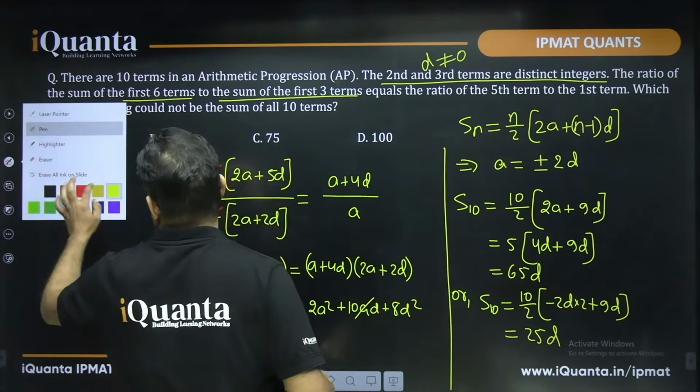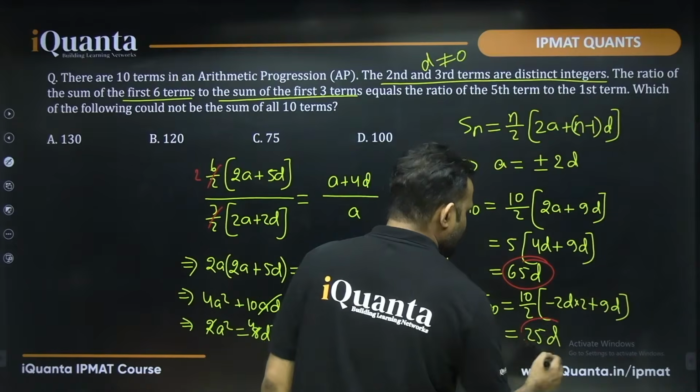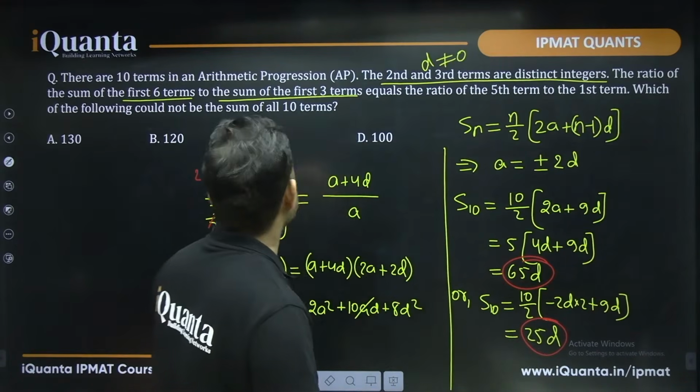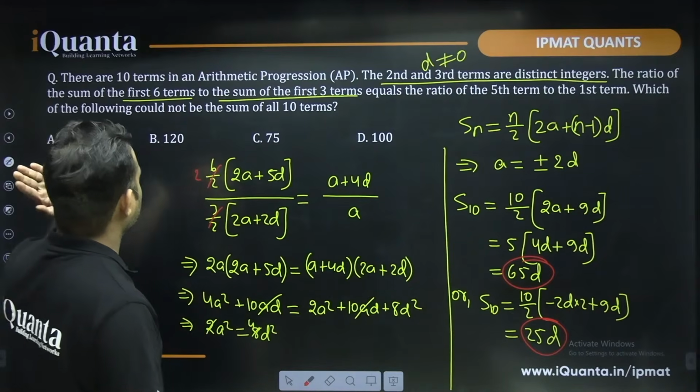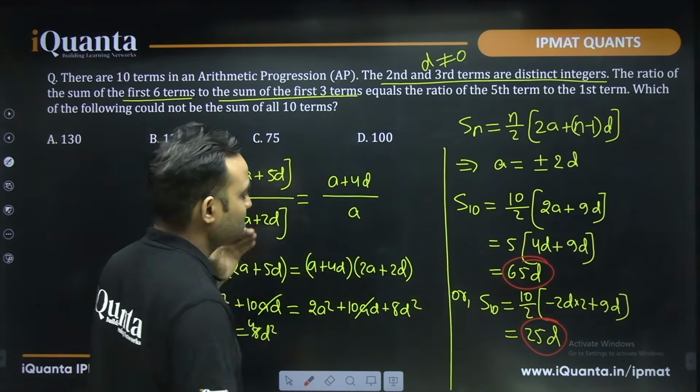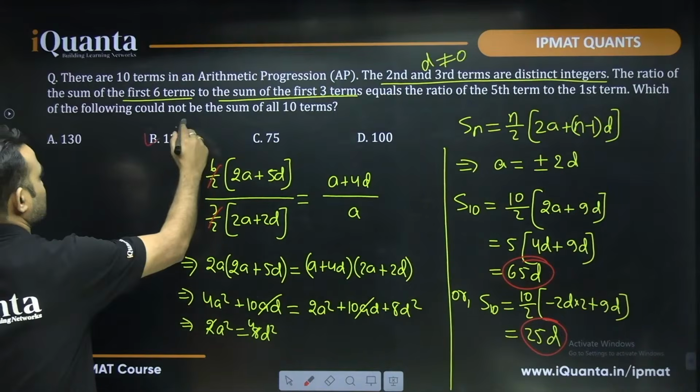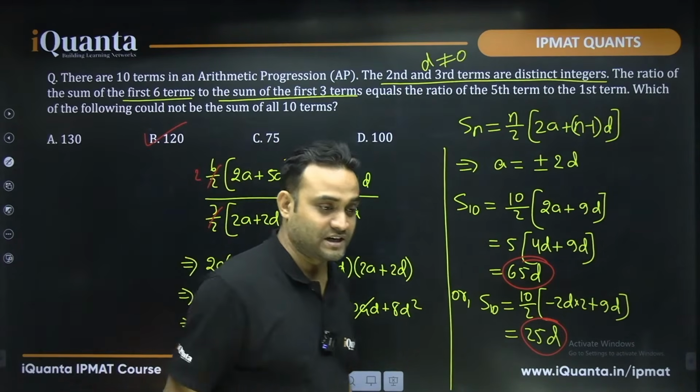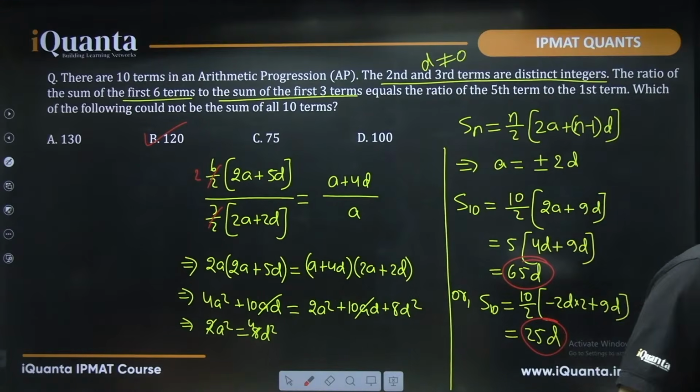So total sum will be either multiple of 65 or multiple of 25. Multiple of 25. C is possible, D is possible. Multiple of 65, A is possible. So B cannot be the sum of all 10 terms, right? Either it will be a multiple of 25 or it will be a multiple of 65, not 13, okay? Wherever 65 will be more precise.